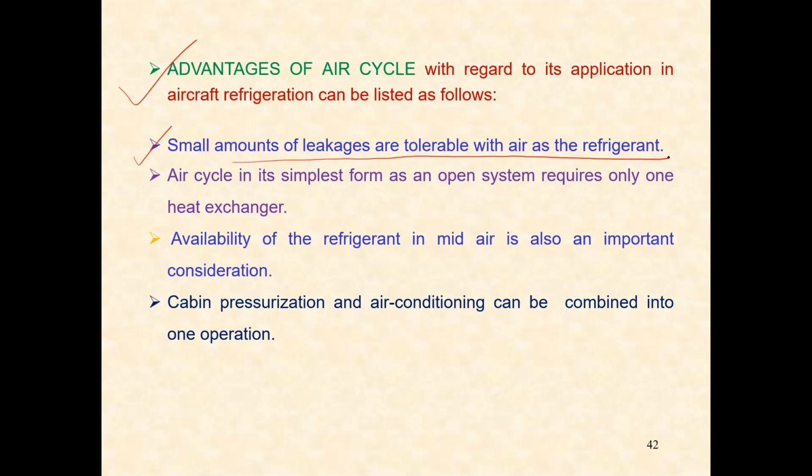The air cycle in its simplest form as an open system requires only one heat exchanger. Okay, only one heat exchanger, which is after the compressor, is required. On the cold air side or the cold end, you don't require a heat exchanger. Availability of the refrigerant in mid-air is also an important consideration. Suppose the air is leaking, the air is available outside itself, so you can take the air from there also. So it won't be any problem.